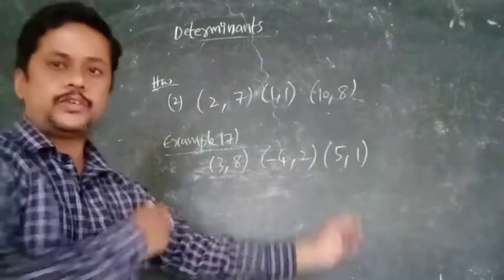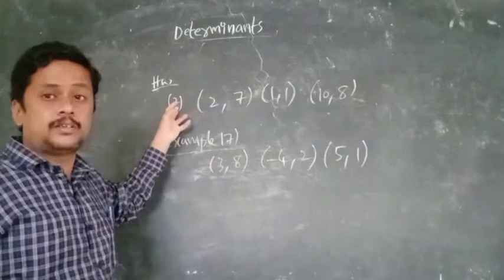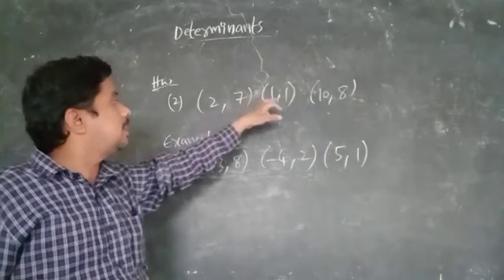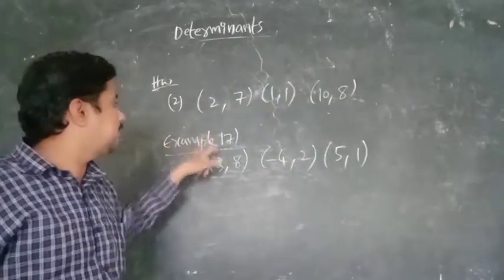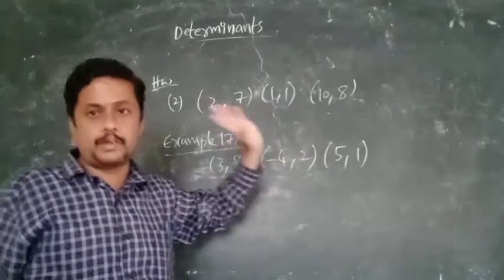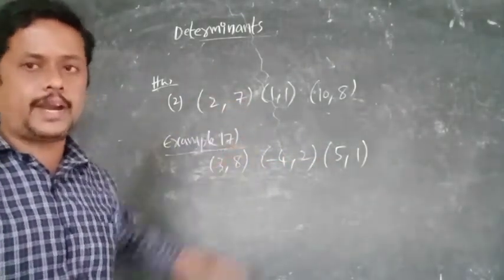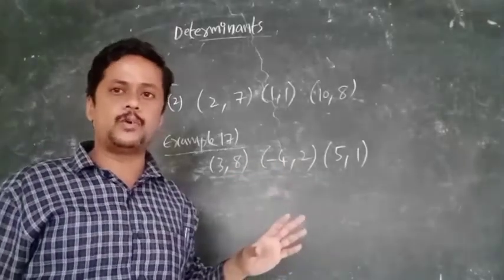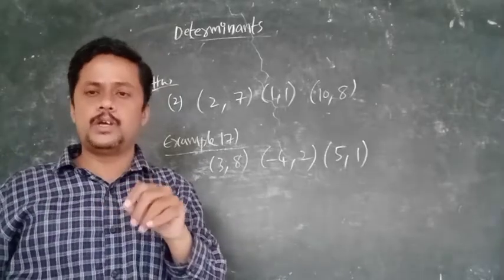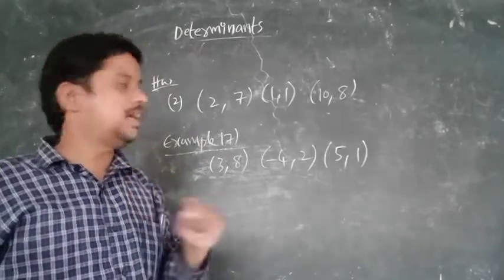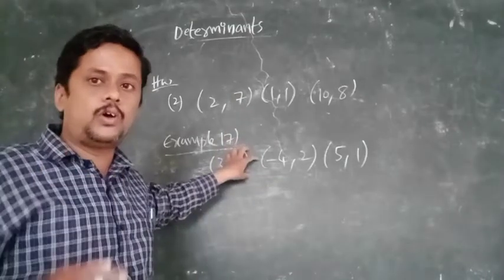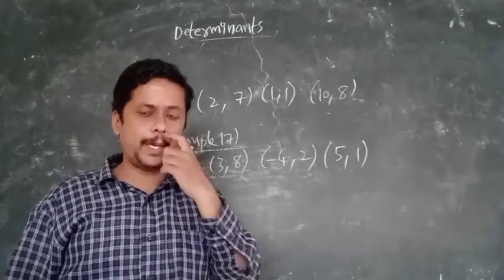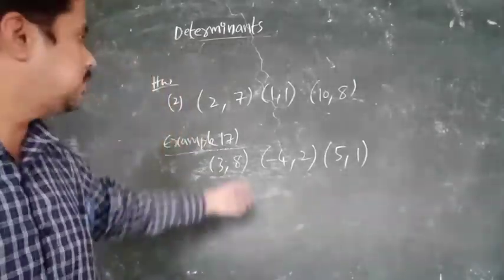See, my dear students, second question and example 17 are the homework. 2, 7, 1, 1, 10, 8. Example 17: 3, 8, minus 4, 2, 5, 1. These two are the homework. You have to find the area of the triangle. First you have to write the formula. All students should practice area of triangle, do the homework, click a photo, and send it through WhatsApp. Upload it. Okay, my dear students, write down this homework.